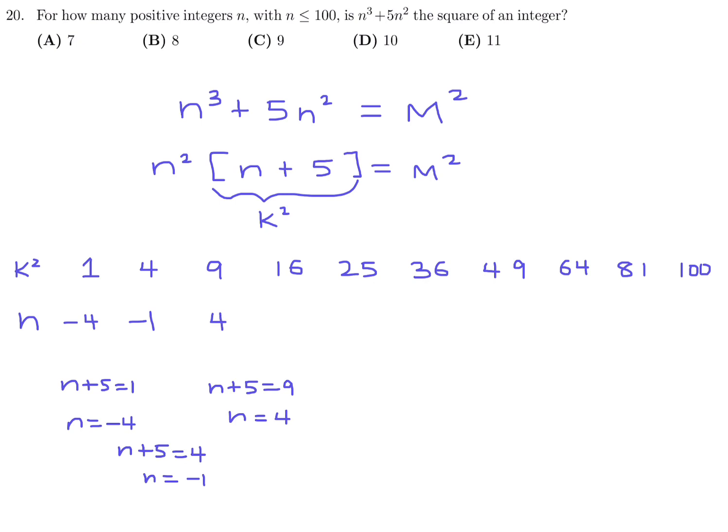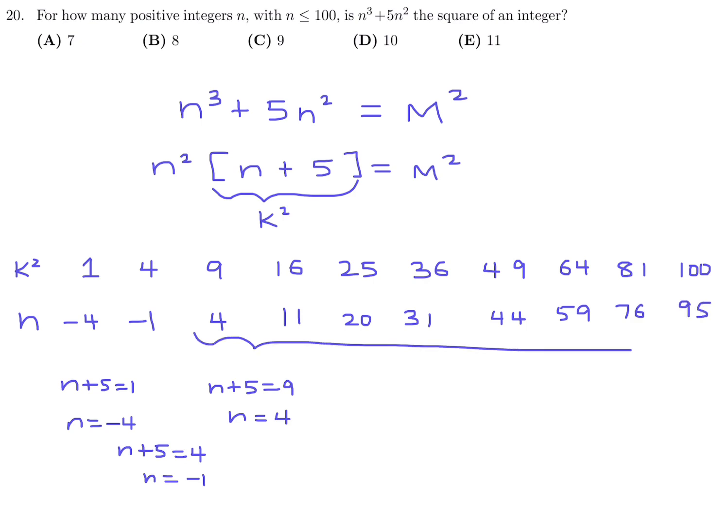And then we can easily just figure out all the rest. It's just basically this number subtract 5. No need to write out the whole equation every time. So we got 11, 20, 31, 44, 59, 76, and 95. So these values of n will create a perfect square there, and therefore this will be a perfect square. So how many values do we have? 1, 2, 3, 4, 5, 6, 7, 8. 8 values, so therefore number 20, the answer is 8, which is choice B.